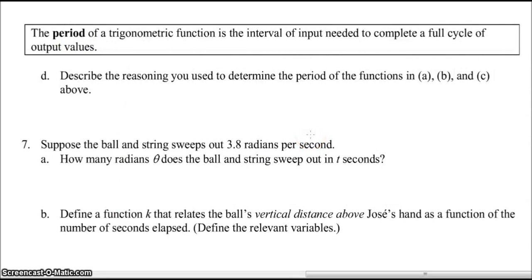The period of a trigonometric function is the interval of input needed to complete a full cycle of output values. Describe the reasoning you use to determine the period of the functions in a, b, and c. Well, all I did was I looked at when the input started to repeat. I measured from 0 to the point where the output started to repeat, and that change in input was the period.